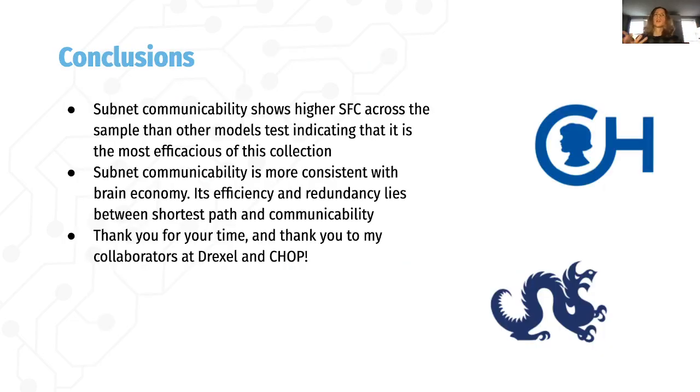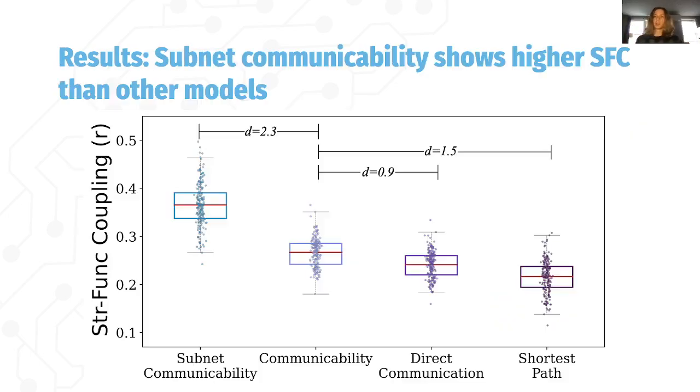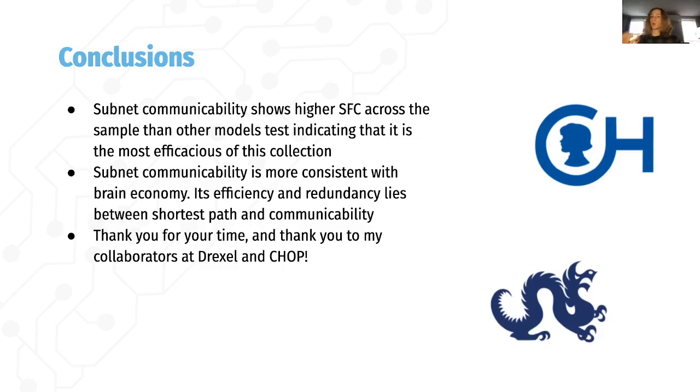So the main takeaways here are that subnet communicability shows higher SFC across the sample than other models tested, indicating that it is the most efficacious of this collection of 4 models. Subnet communicability is more consistent with brain economy. Its efficiency and redundancy lie between shortest path and communicability. It's a good midpoint.